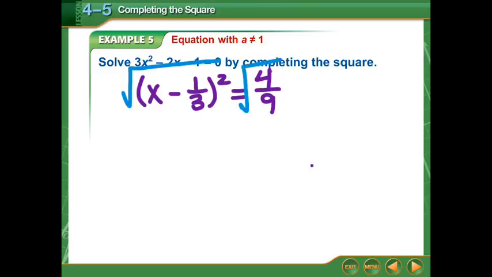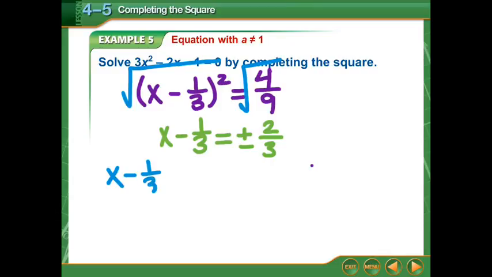So on the left-hand side, I'm going to be left with x minus 1/3 equals. On the right-hand side, we're taking the square root, so it's plus or minus the square root of 4/9. When you're taking the square root of a fraction, remember you take the square root of the top and the bottom separately. So the square root of 4 is 2, and the square root of 9 is 3. Okay, so now I have two equations to solve. I'm going to do x minus 1/3 equals a positive 2/3, and then x minus 1/3 equals a negative 2/3.